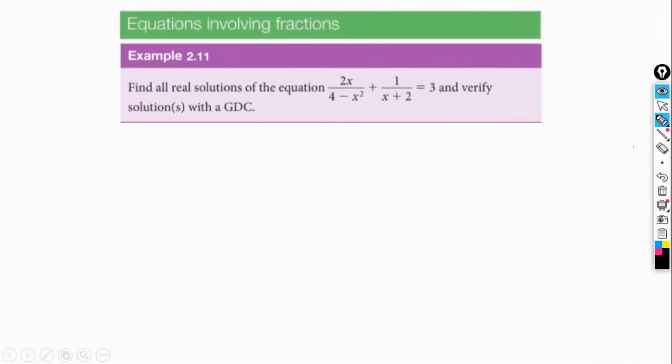Now let's take a look at equations involving fractions, and we're going to solve example 2.11. It says, find all real solutions of the equation 2x over 4 minus x squared plus 1 over x plus 2 equals 3, and verify the solutions with a GDC.